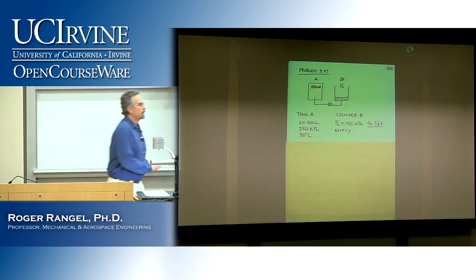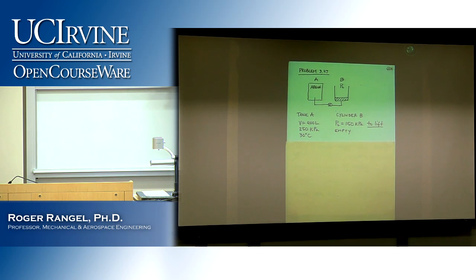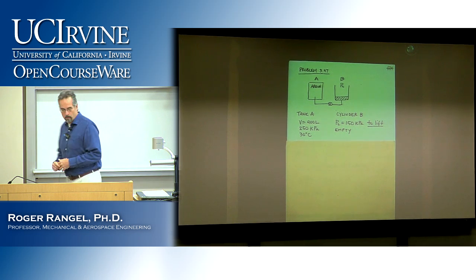I want to start by solving another example problem before we move on to some new material. So here's a problem. I believe it is in the homework.